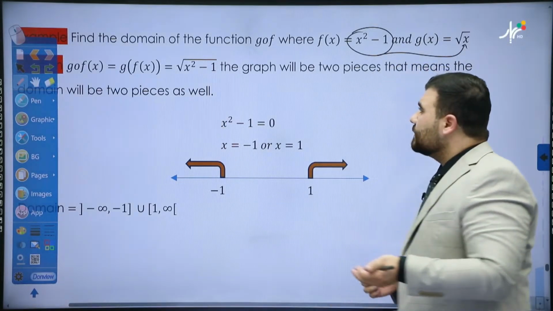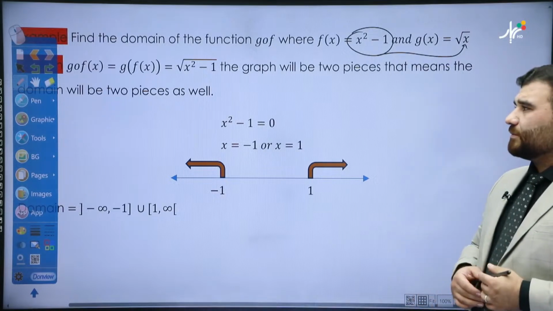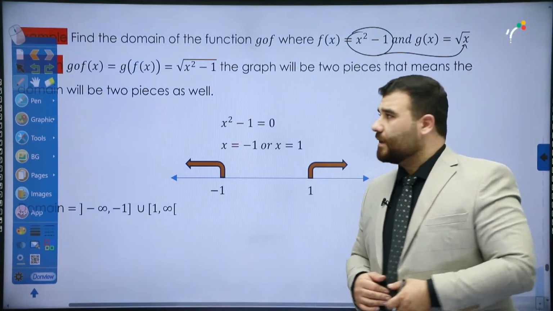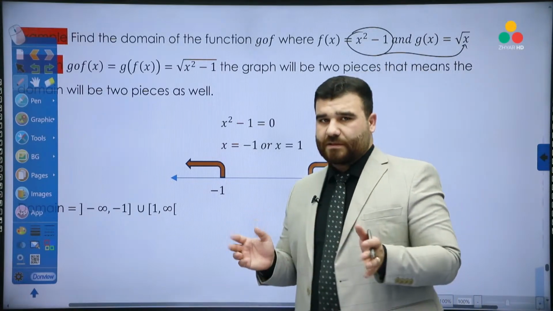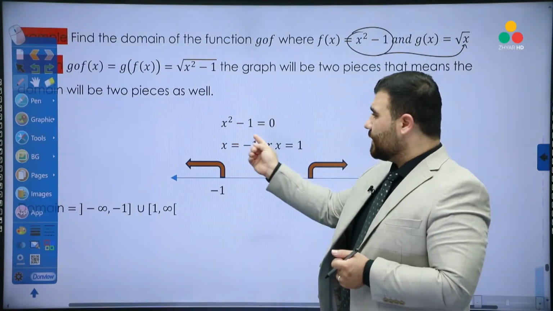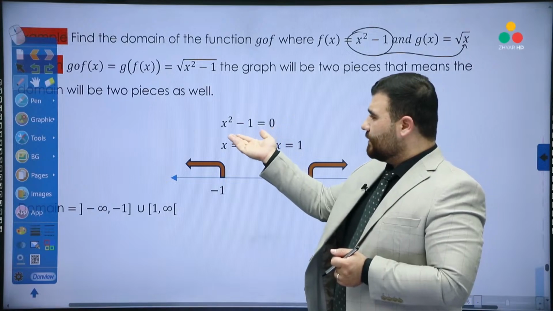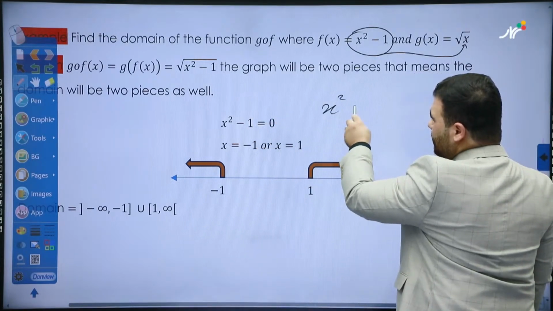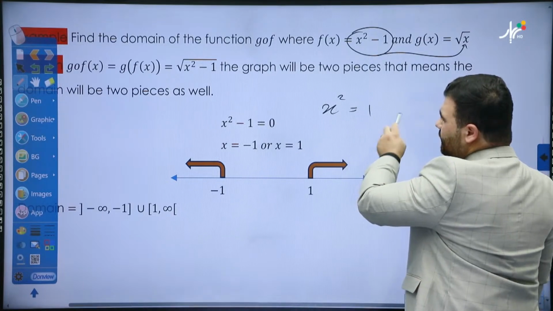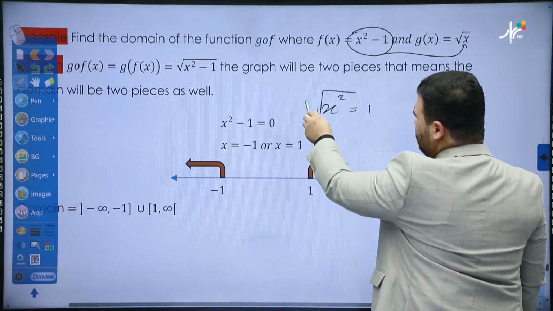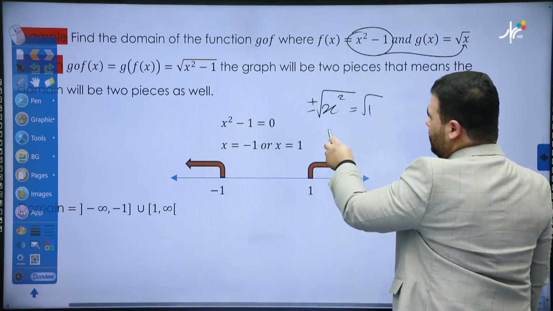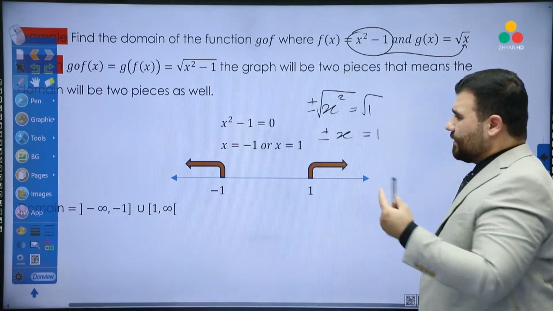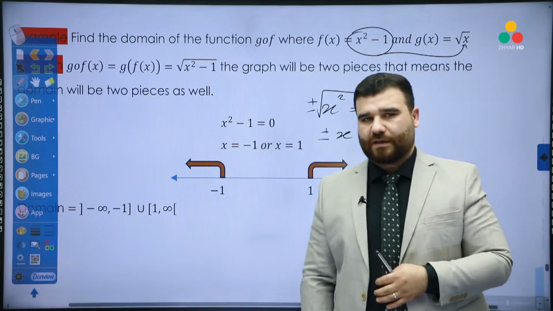Now, the graph will be two pieces because the x squared minus 1 under the root must be positive. The graph will be two pieces. Then to find the two pieces, we solve this. x squared minus 1 equal to 0, and 1 goes to the other side, x squared equal to 1. Square root both sides, so it will be positive or negative, x equal to 1. x is either 1 or x is equal to negative 1.